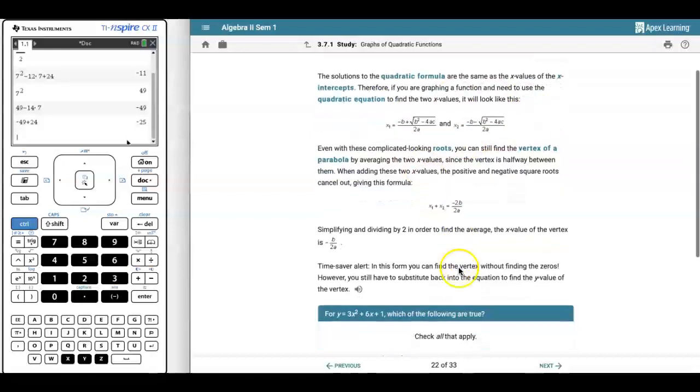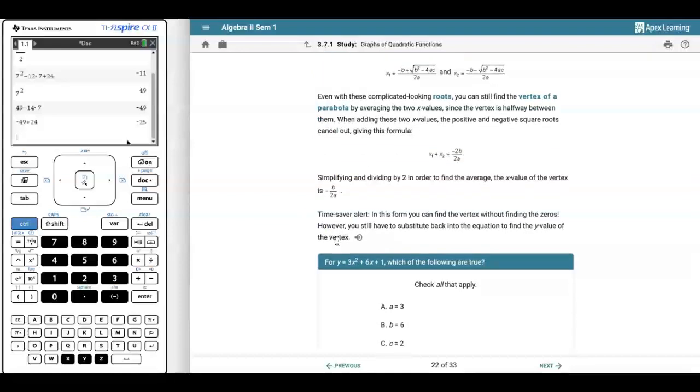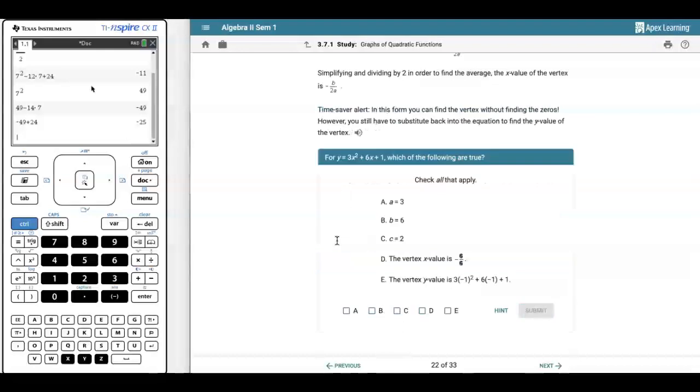When we take the average, you add the two together and you divide by 2. That's how we've been doing it. What happens is the positive and negative square roots cancel out, and we're left with this formula. When we divide by 2, it's even simpler. So to get the x-coordinate of the vertex, all we actually need to know is that x is equal to -b over 2a.